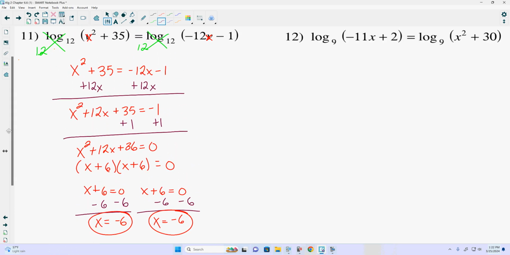I don't know why we go through this factoring. Factoring works just as well. I usually don't have a calculator either. But was that much harder than the one we just did? No.